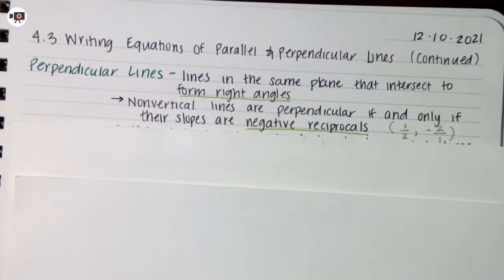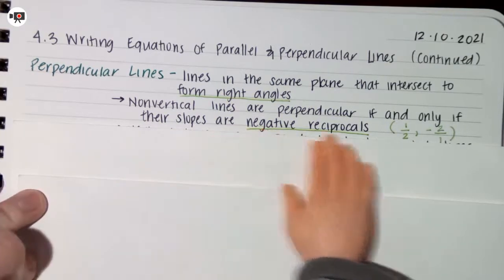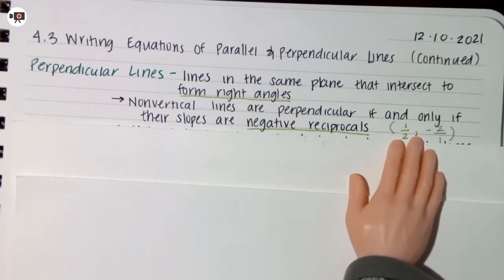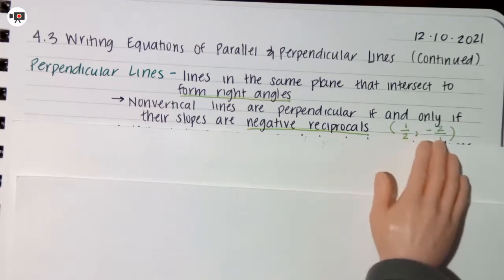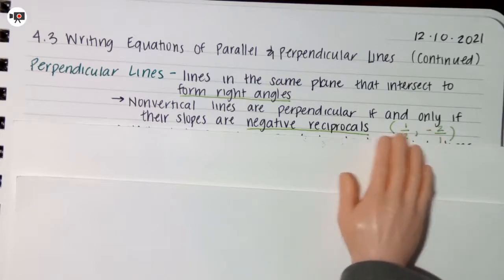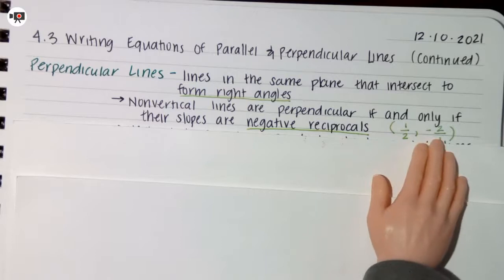Non-vertical lines are perpendicular if and only if their slopes are negative reciprocals. That means if I have 1/2, the negative reciprocal means you flip it and change the sign in front. So the negative reciprocal of 1/2 is -2/1.